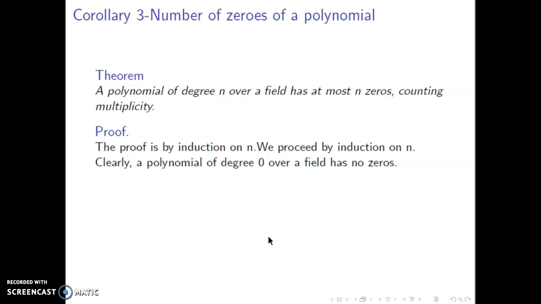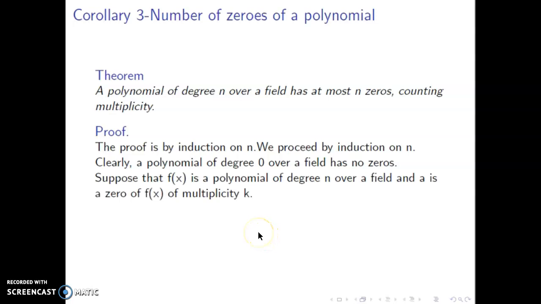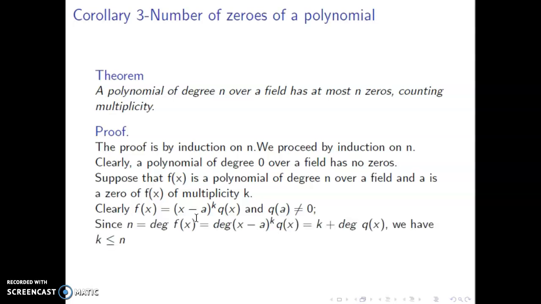Third corollary talks about the number of zeros of a polynomial. A polynomial of degree n over a field has at most n zeros counting multiplicity. This we prove by induction on n. Now, clearly a polynomial of degree 0 over a field has no zeros. Now suppose f of x is a polynomial of degree n over a field and a is a 0 of f of x of multiplicity k. Then f of x is equal to x minus a raised to k into q of x, and q of a is not equal to 0.